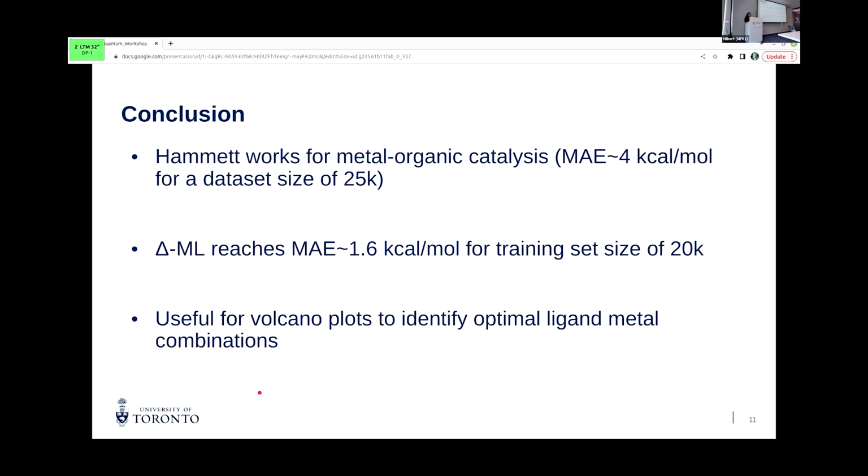So that's what Hammett gives us. It works for metal organic catalysis with an absolute error of 4 kcal per mole. Furthermore, delta machine learning improves this by reducing it to 1.6 kcal per mole for a training set of 20K. And it's useful for volcano plots to identify optimal ligand-metal combinations and explore the catalyst space.